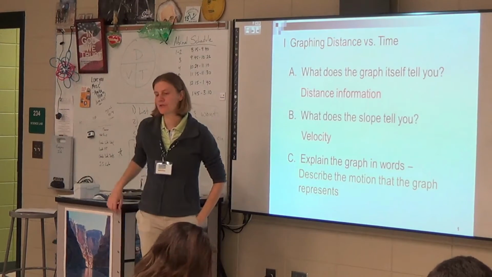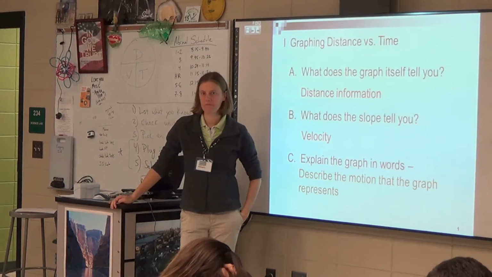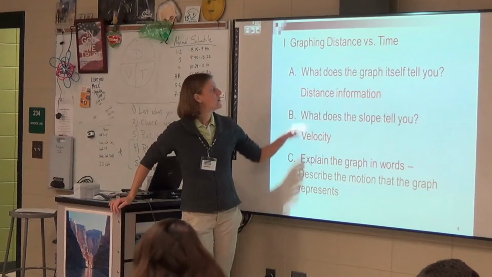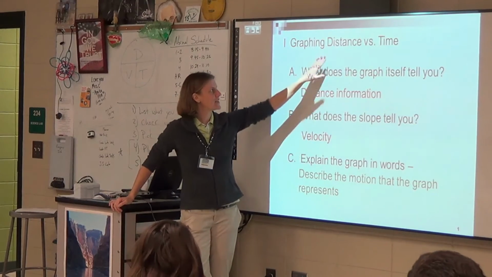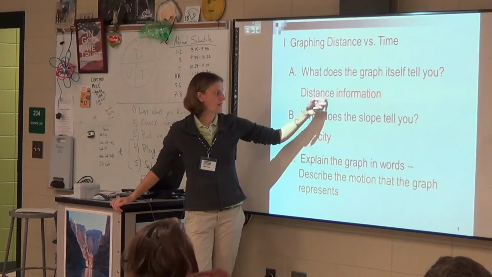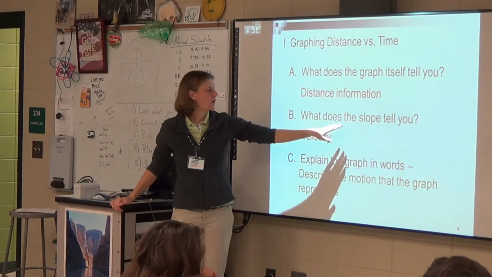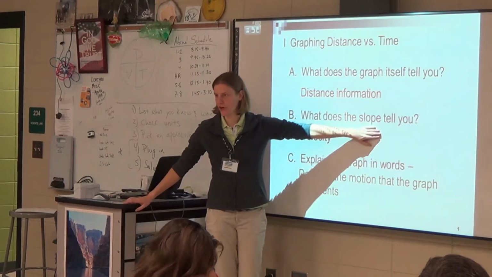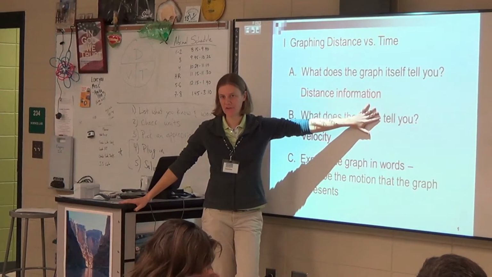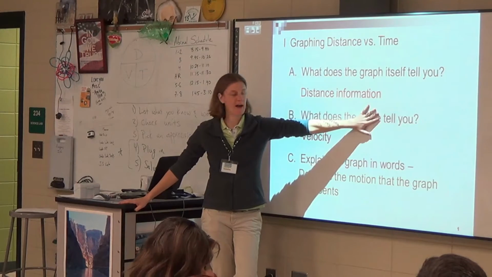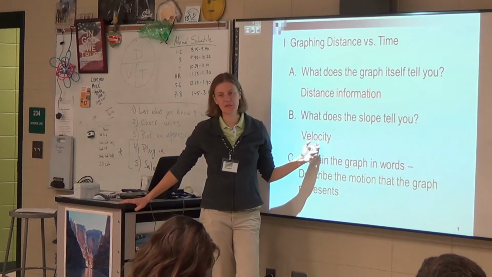So the two graphs you just made were distance graphs. Distance versus time. So what does the graph itself tell you? If it's a distance graph, well, obviously distance. Now, key math word, slope. The slope of the graph tells you the velocity.